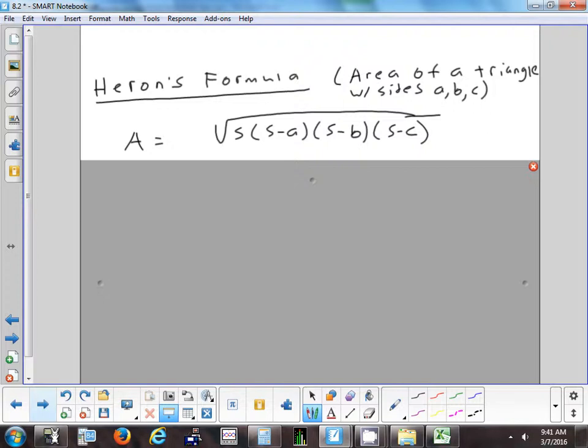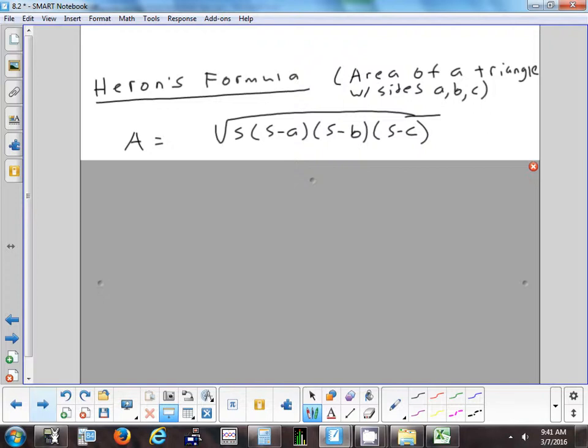Okay, but the proof comes from law of cosines, and it says the formula is the square root of s times s minus a, s minus b, s minus c. So in general, it's s times s minus every side. So we know A, B, and C are the sides. Any guess on what S is?